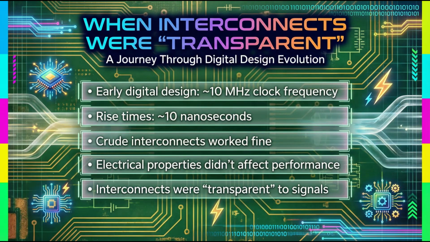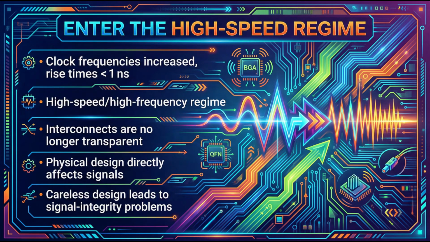When interconnects were transparent. In the early days of digital design, clock frequencies were around 10 MHz, and rise times were on the order of 10 nanoseconds. At those speeds, even crude interconnects worked fine. The electrical properties of traces and packages didn't significantly affect system performance, so we say the interconnects were transparent to the signals.